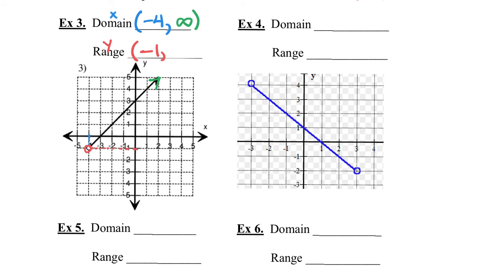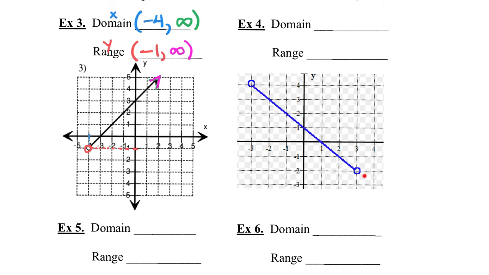Okay, the highest y value on this graph is way up here, but that's not actually a point, it's an arrow. So it keeps going up forever. Going forever is infinite, so it's infinity. Since it's going in the positive direction, it's positive infinity, or we can just write infinity. Infinity always has a parenthesis. So that's my range. Okay, let's look at example 4.